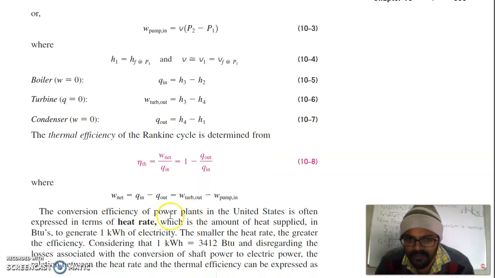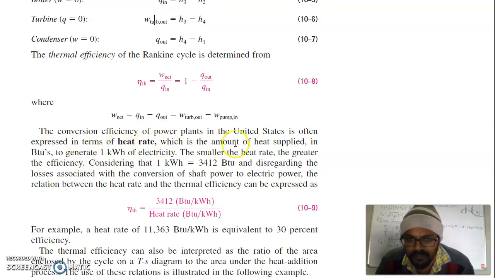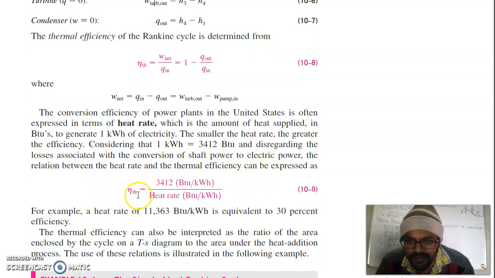The conversion efficiency of power plants in the United States is often expressed in terms of heat rate, which is the amount of heat supplied in BTU to generate 1 kilowatt-hour of electricity. The smaller the heat rate, the greater the efficiency. Considering 1 kilowatt is equal to 3412 BTU, and disregarding the losses associated with the conversion of shaft power to electric power, thermal efficiency is defined as 3412 by heat rate. Now suppose in the case of a power plant, the heat rate is 11,363. If you put the value here, you will get an equivalent efficiency of 30%.